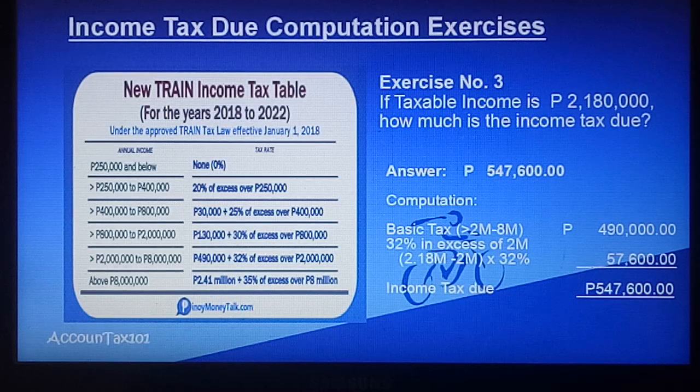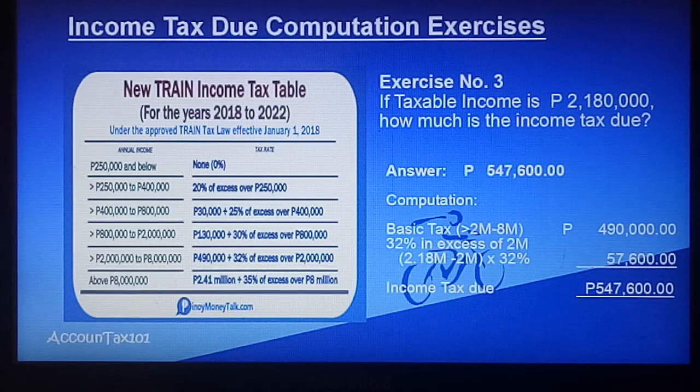Let us locate the bracket. So, the bracket is above 2 million to 8 million. Remember? So, there is a basic tax of 490,000. And then, plus the 32% in excess of 2 million. So, 2,180,000 minus 2 million times 32%. So, that gives us 57,600. So, adding the two, 490,000 plus 57,600. So, income tax due is 547,600. O, diba, mga ka-account tax?